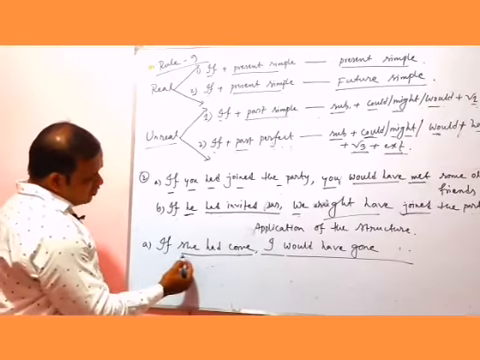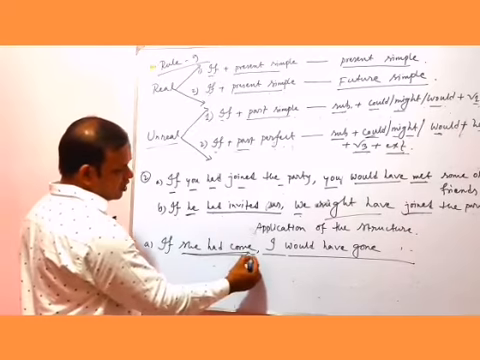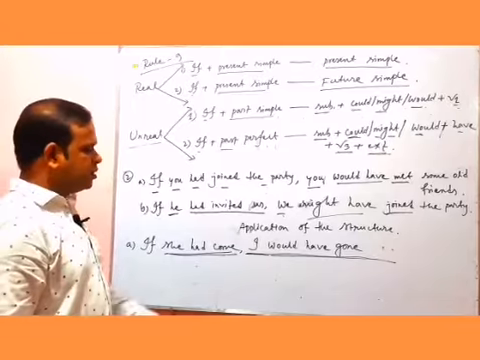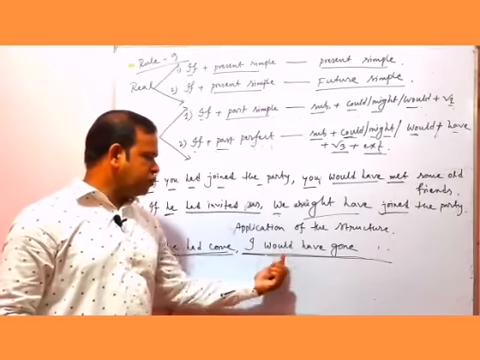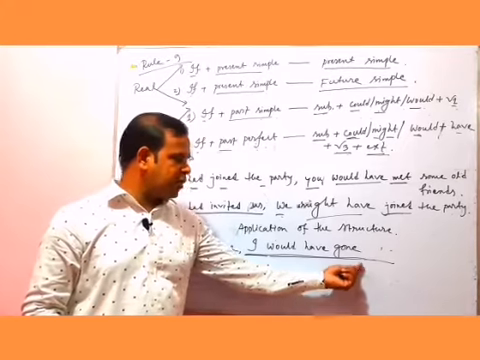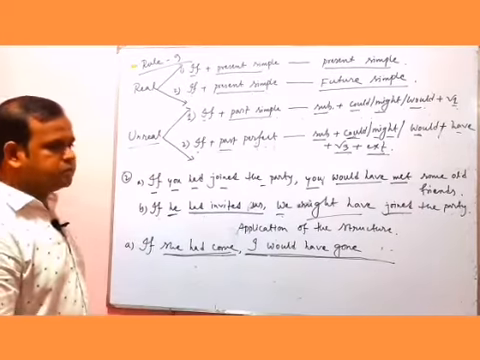Okay, my dear students, if she had come, that means past perfect tense. That's why the next part must be like this: would have, might have after the subject, and the verb will be in past participle form. Okay.